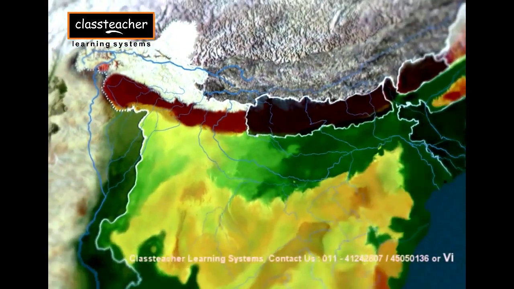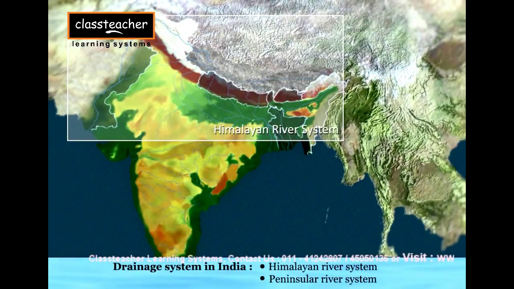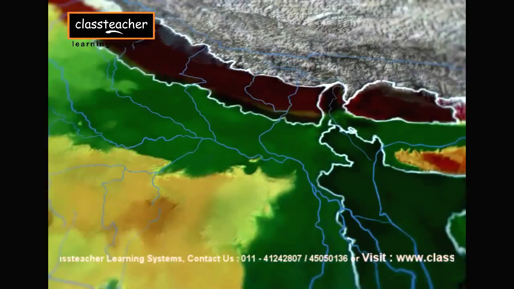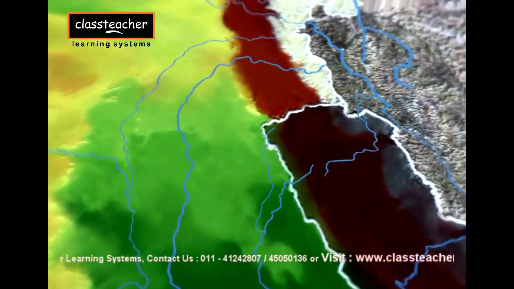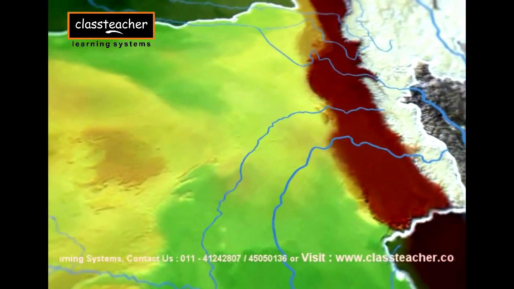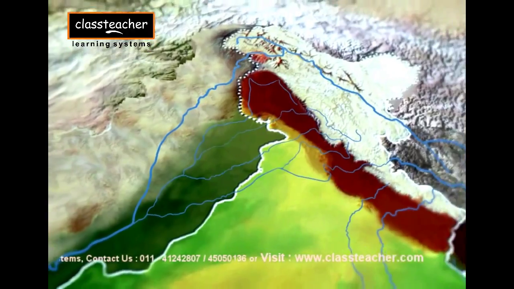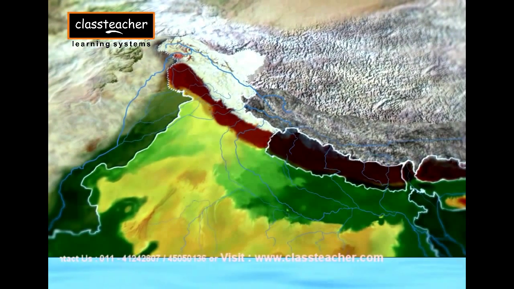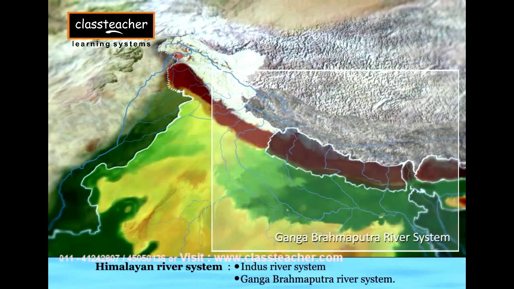Indian river system is broadly divided into two groups: the Himalayan river system and the Peninsular river system. The rivers of the Himalayan river system drain the northern region of the country. These rivers are snow-fed and thus have perennial flow of water. The Himalayan river system is itself subdivided into the Indus river system and the Ganga-Brahmaputra river system.